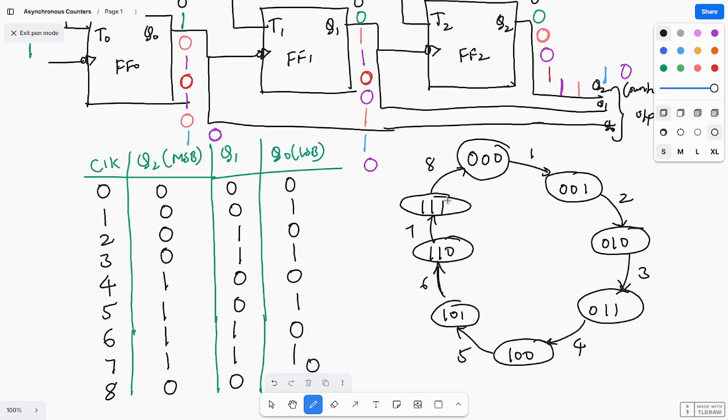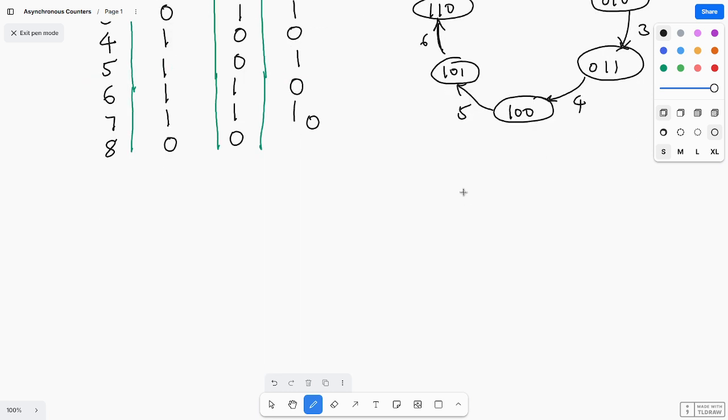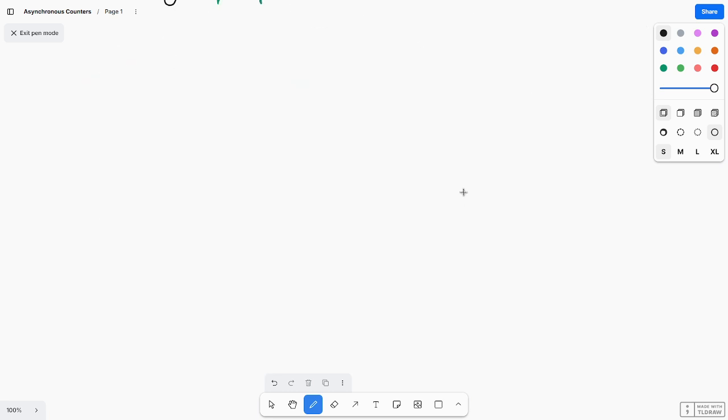Based on this, what you observe is that the LSB flip-flop will always toggle. The next flip-flop's toggling depends on the output of Q0, and the next one's toggling depends on the output of Q1. So you can draw the timing diagram also. For this timing diagram, first I will draw the clock.